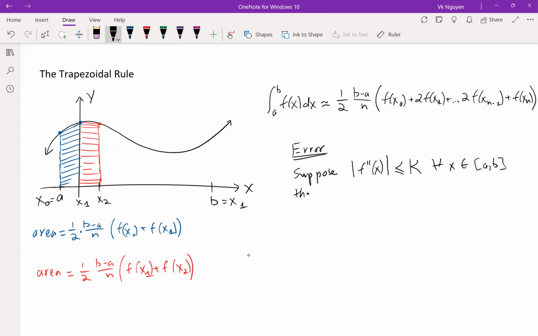Then the error using the trapezoidal rule is less than or equal to k times (b minus a) to the power 3 over 12n squared.